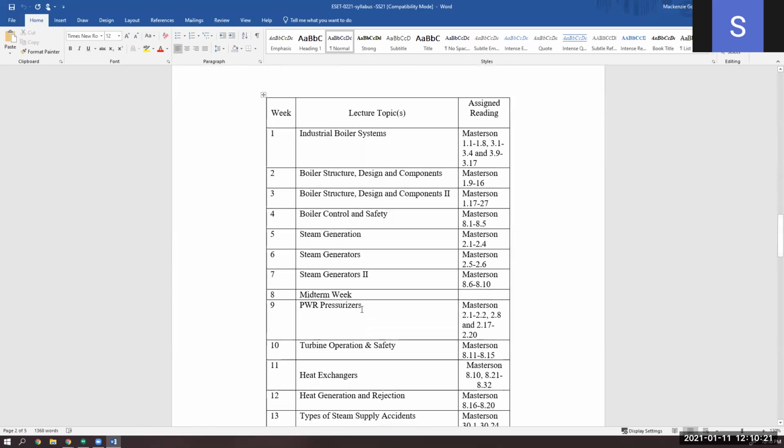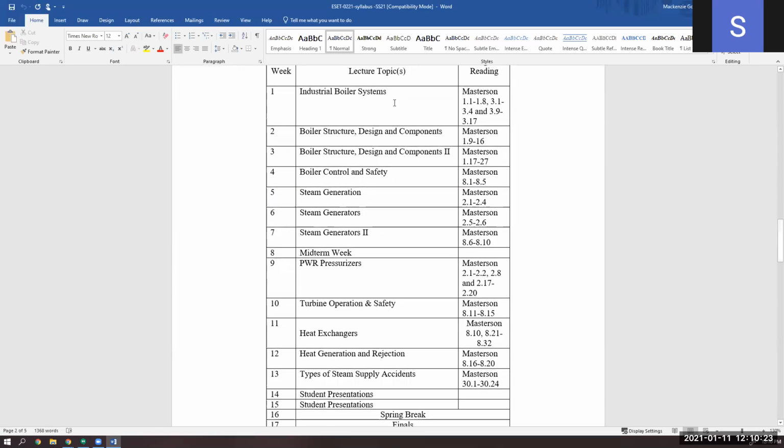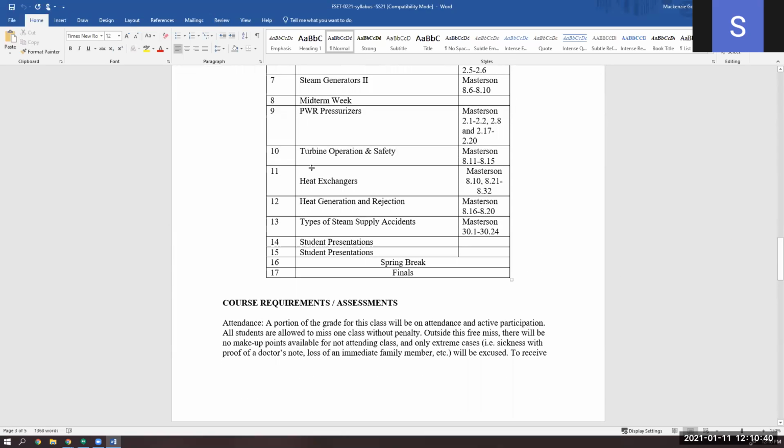Okay, here's our list of topics. We're going to start out with talking about boilers, and then we're going to talk about steam generation. There'll be a little bit of review of some of the stuff from thermo from last semester, and then we'll talk about steam generators, and that'll take us to the midterm. And then we're going to talk about pressurizers, turbines, heat exchangers, our heat generation and rejection systems, so cooling ponds, cooling towers. And then we're going to talk about steam supply accidents.